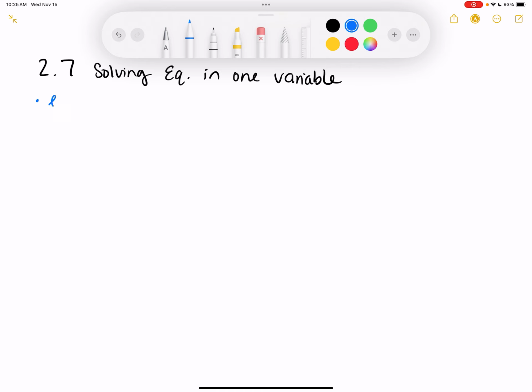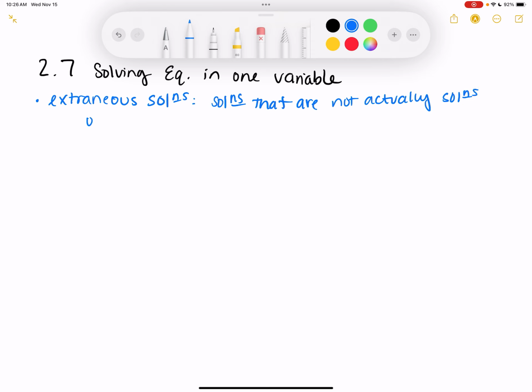So, extraneous solutions are solutions that are not, actually, solutions of the original equation. So basically we get an answer, but if we plugged it back in, it's not true.